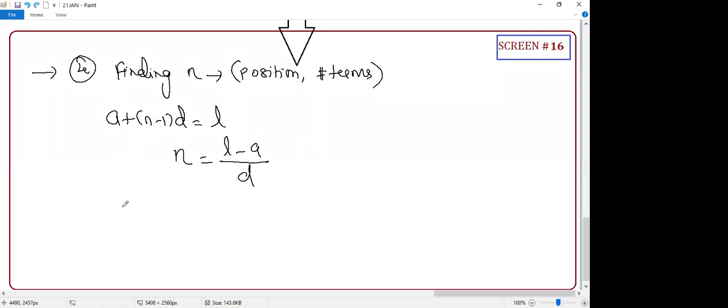Then plus minus 1, where will you put it? You will put minus 1 here? No. You will put minus 1 here, plus 1. Yes or no? Plus 1, yes, sir.